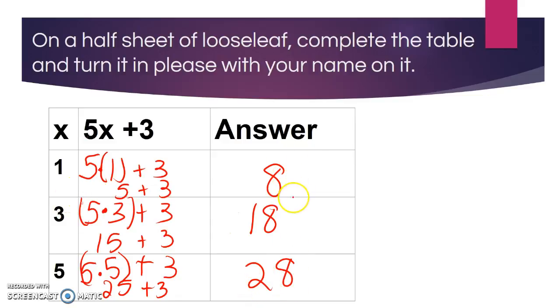If our x is 1, our answer is going to be 8. If our x is 3, our answer is 18. If our x is 5, our answer is 28. Okay? So try that out. See if we can get that down. It's definitely going to be one of the things on our test, those value tables. So learning how to plug them in is going to be really important.